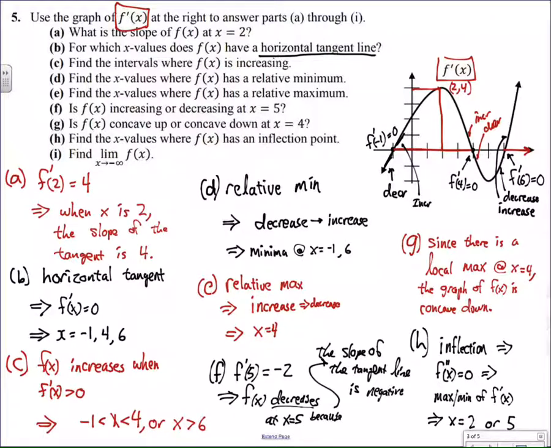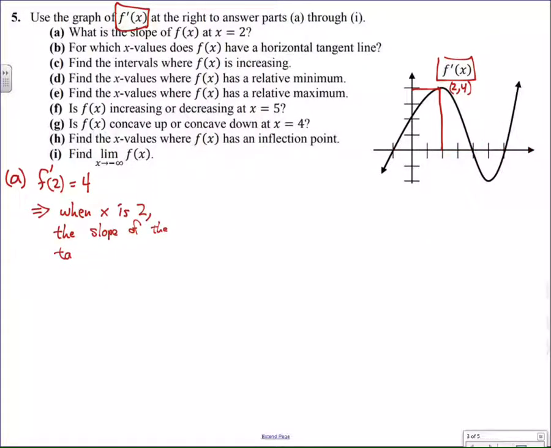When x is negative, ooh, holy cow, that was fast. I'm sorry, I started off with part B, but I was supposed to be looking at part A. Forgive me. It says, what is the slope of f of x at x equals 2?